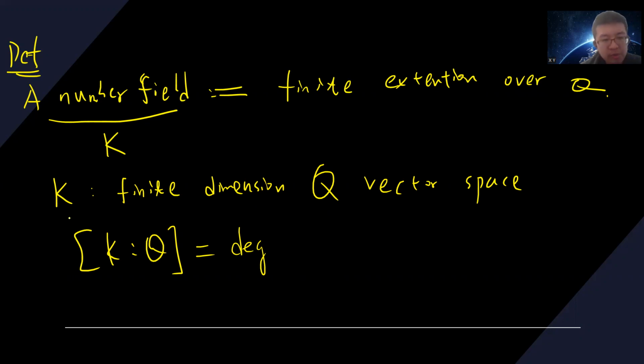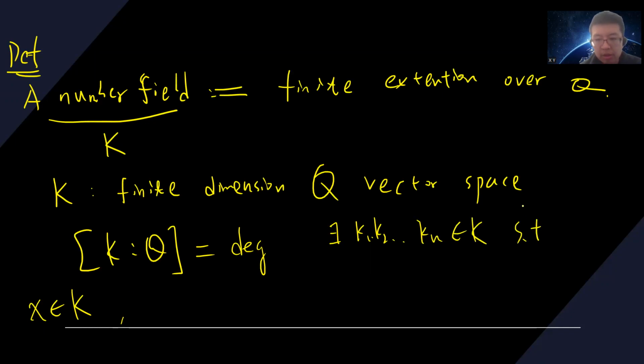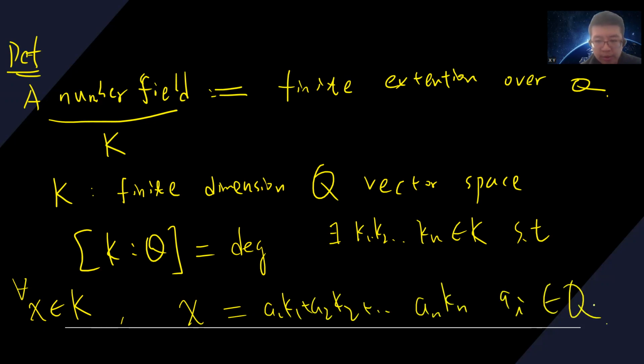Or simply speaking, there's a basis. Let's say k1, k2, ..., kn belong to K, such that for every x belonging to K, one can write x equals a1 k1 plus a2 k2 plus ... plus an kn, where all the ai belong to Q.